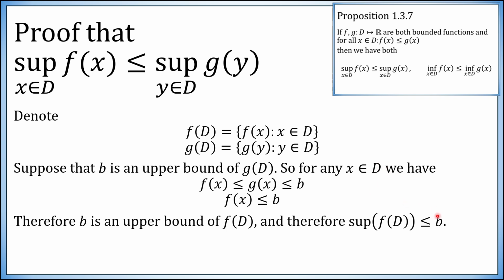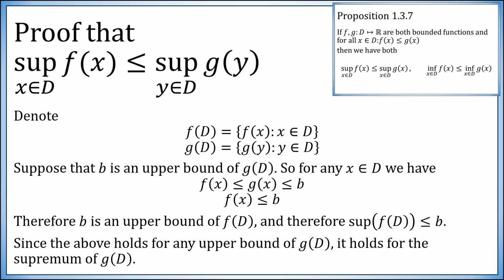So since b is an upper bound on the values that f can take, and the sup is the least upper bound, the sup of f must be less than or equal to b. And this holds for every upper bound of g. But the sup of g is an upper bound of g. So you simply take an upper bound of g of d and let b equal the sup of g. And you get the statement of that theorem.